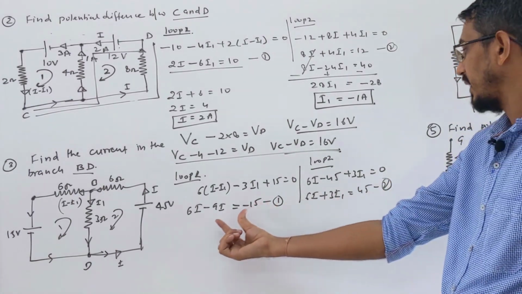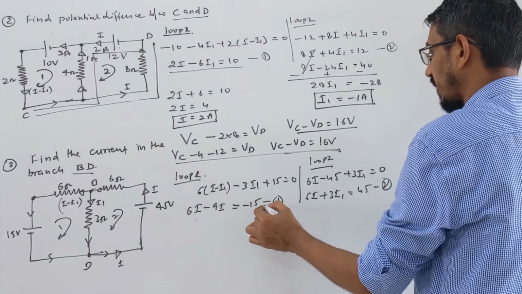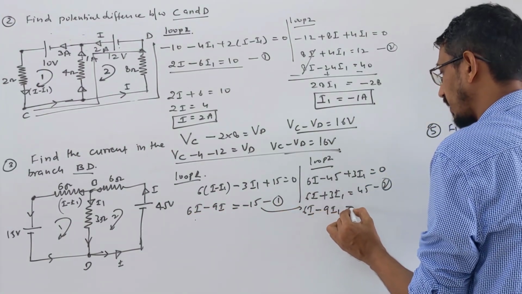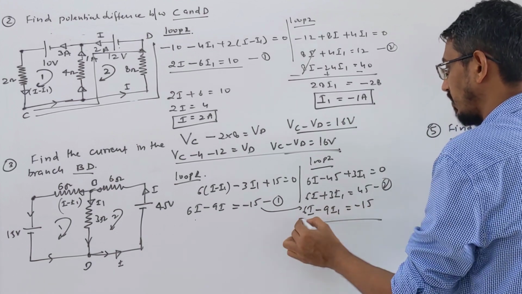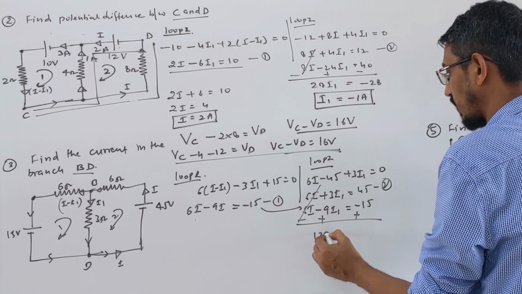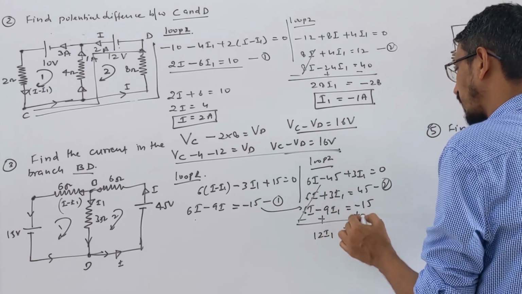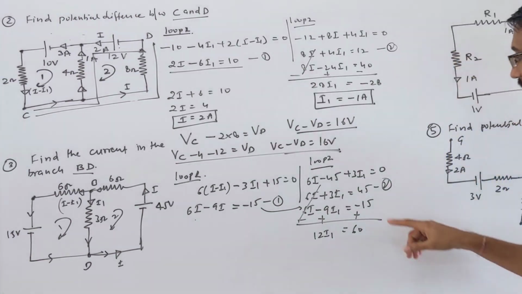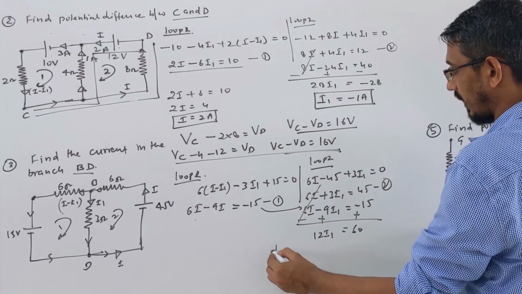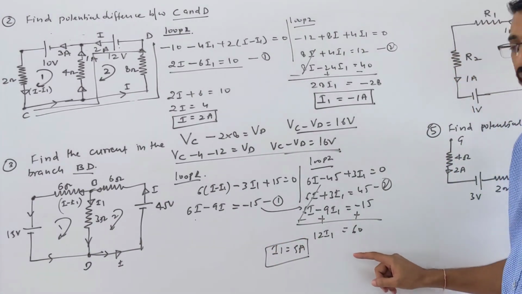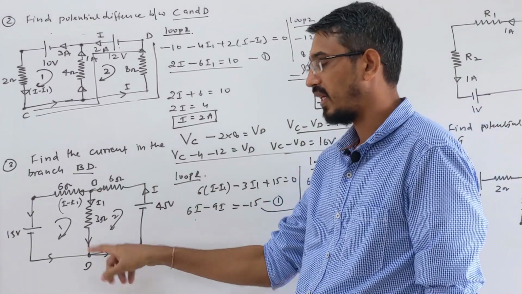Okay, simply you can add these two equations. So I am putting that equation here down, 6I minus 9I1 is equal to minus 15. Subtracting, this goes and this becomes 12I1, and 45 plus 15 becomes 60. So I1 you have calculated, I1 became 5 ampere and it is coming positive this time, which means whatever direction we assumed, that direction is correct only.